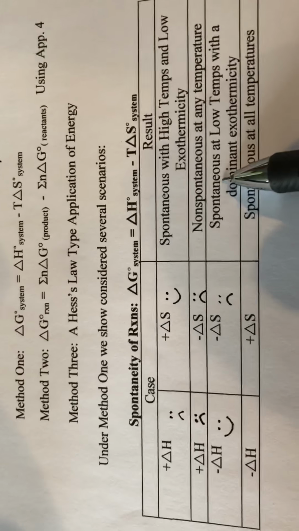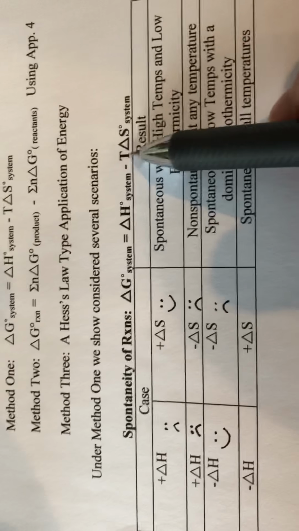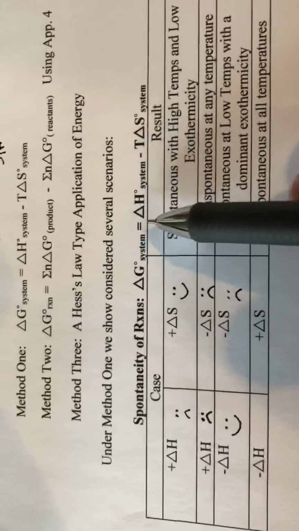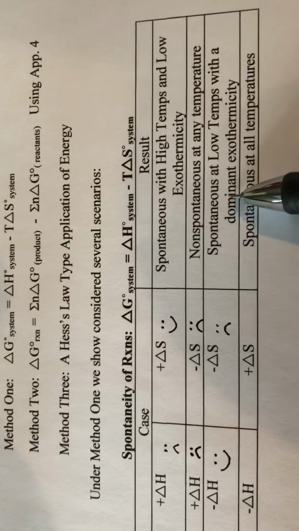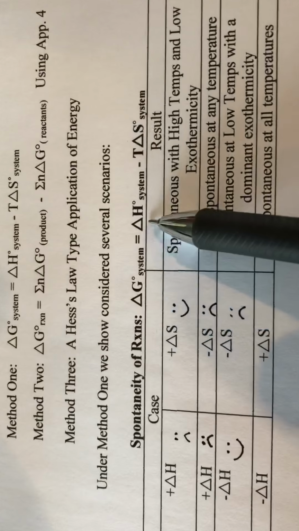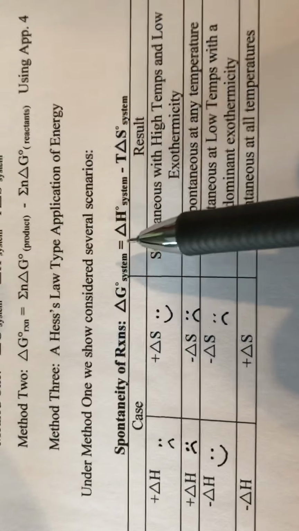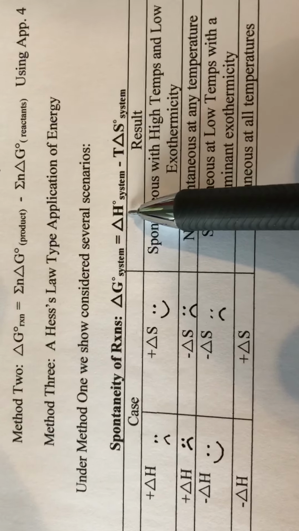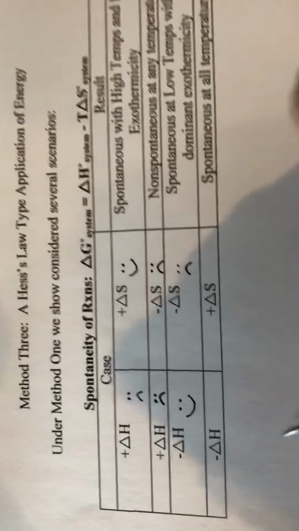This could still be spontaneous, but you're going to want to run it at low temperatures so that you're not multiplying the entropy by a large value. You would also need that exothermic value to be large so that it can guarantee that the enthalpy will help the reaction to be spontaneous. Basically, what we're looking at here is the system can be spontaneous, but you need either good enthalpy or good entropy.